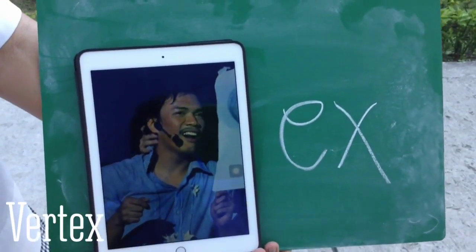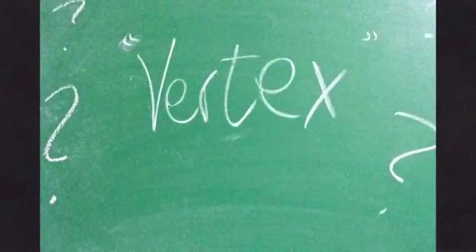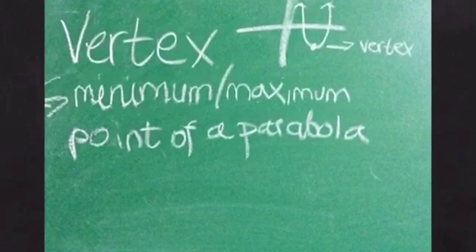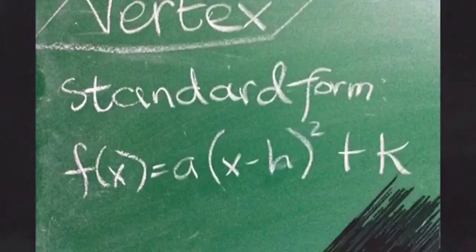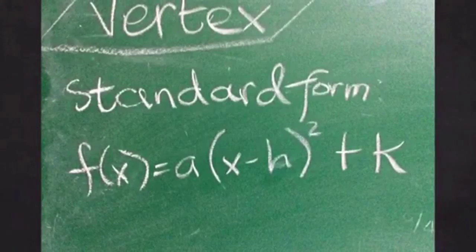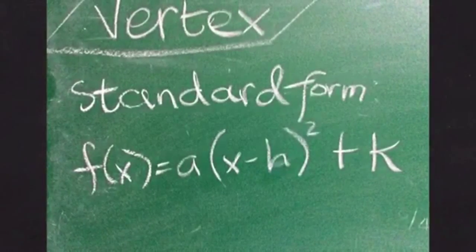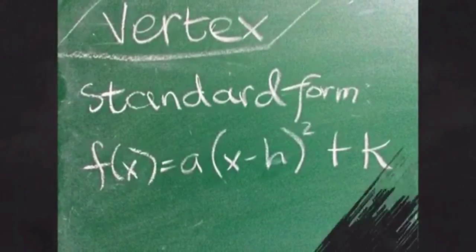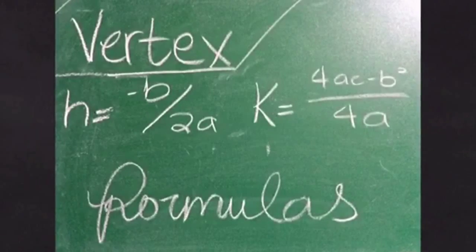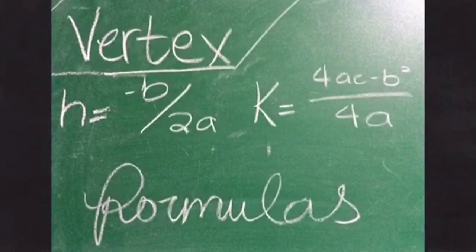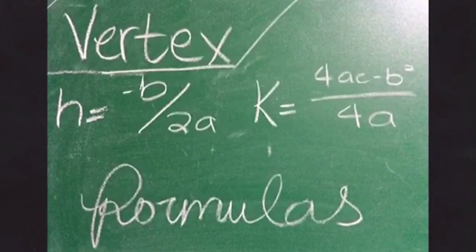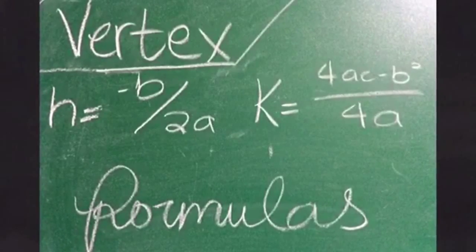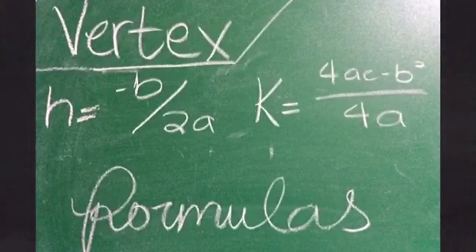Vertex! What is the vertex? The vertex is the minimum or maximum point of a parabola. The vertex also has a standard form, which is f of x is equal to a quantity x minus h squared plus k. We can solve for the vertex of a parabola using these two formulas. H is equal to negative b over 2a and k is equal to 4ac minus b squared all over 4a.